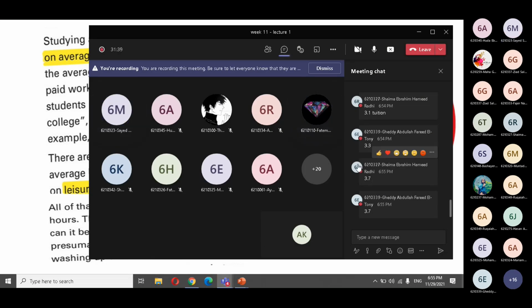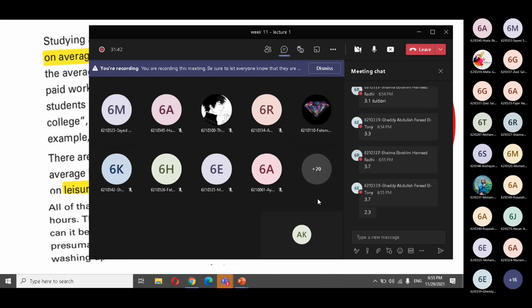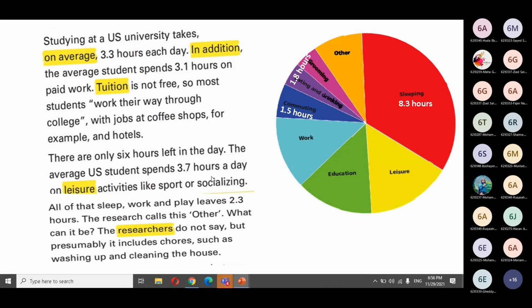Other, as you say, look here. 3.7, this is for leisure. Look here, all of that: sleep, work and play. Leaves means المتبقي. Leave means remaining. How many? 2.3 hours. For what? For other, any other activity. Okay, look at this. This is the answer.